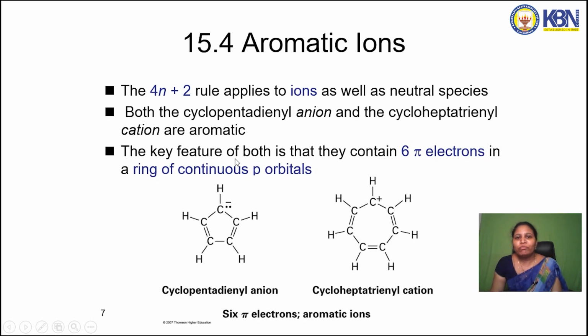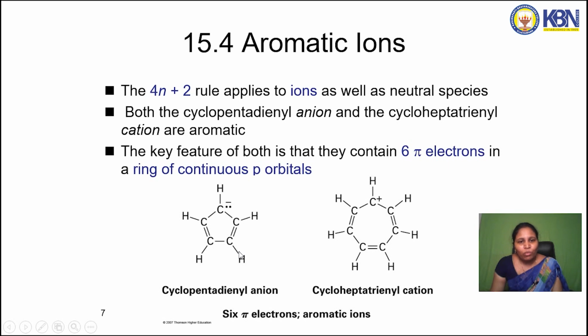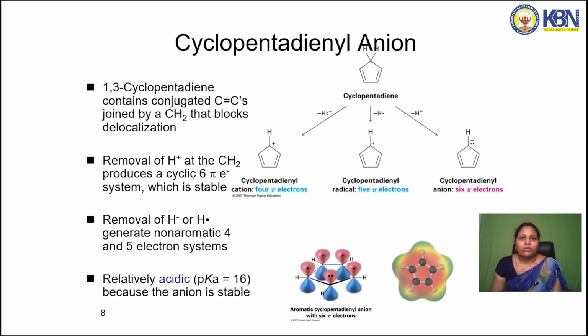The key feature of both these is that they contain 6 pi electrons in a ring of continuous p orbitals. So by observing this structure, in both the cyclopentadienyl anion and the cycloheptatrienyl cation, these electrons participate in conjugation, that means they contain alternate double bonds, hence these are said to be aromatic ions. And let us discuss the cyclopentadienyl anion.